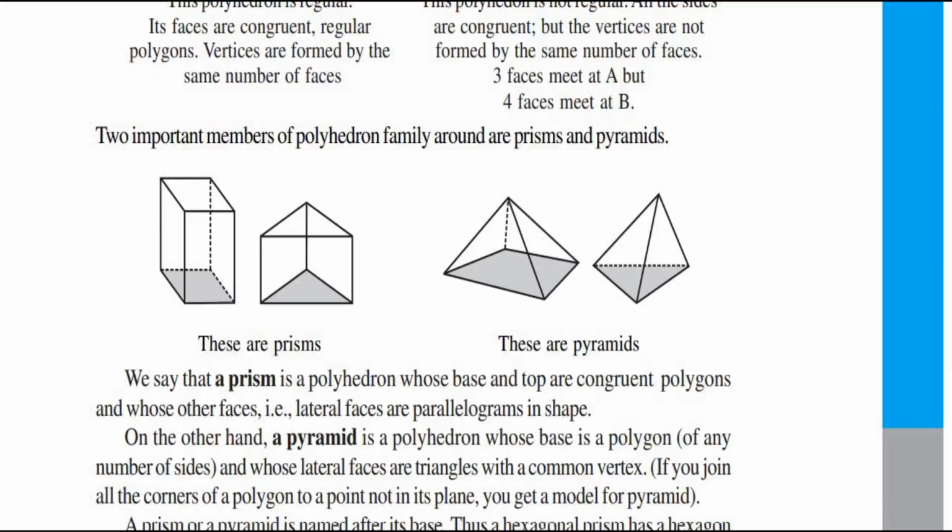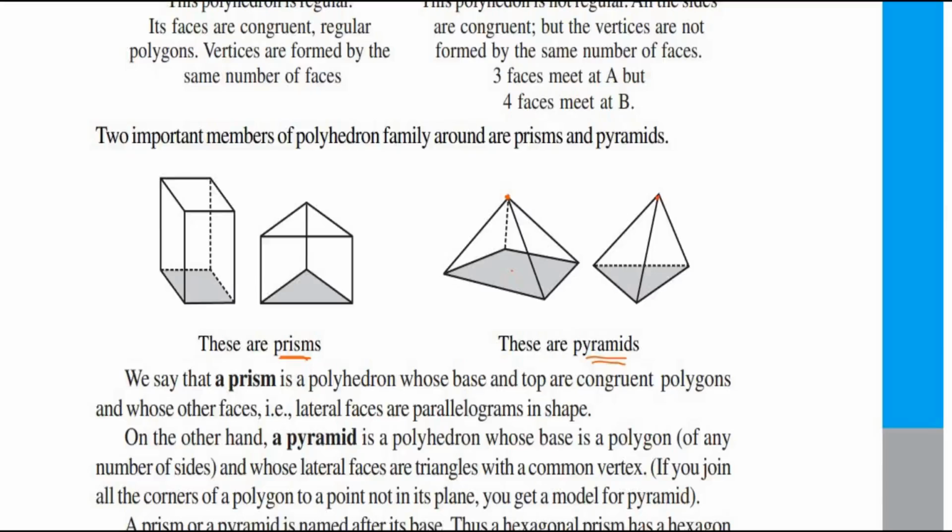So 2 important members of the polyhedron family are prisms and pyramids. Difference in both is that a prism would have, say, rectangular faces and triangular faces, or all of them would be rectangular faces. There are no sharp points, right? In a prism we have base would be rectangle. In a pyramid the base is a rectangle or a triangle, and the top part is a pointed structure. See, it meets at a vertex. Right? Up here you see it doesn't meet at a vertex.